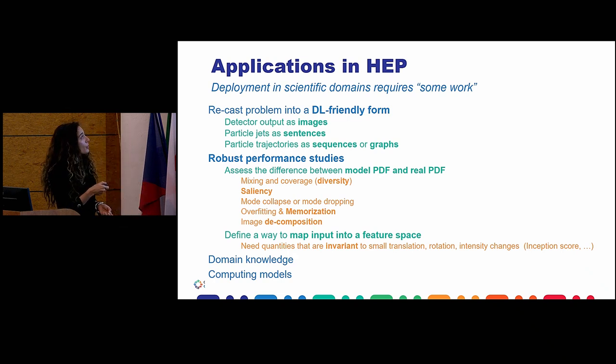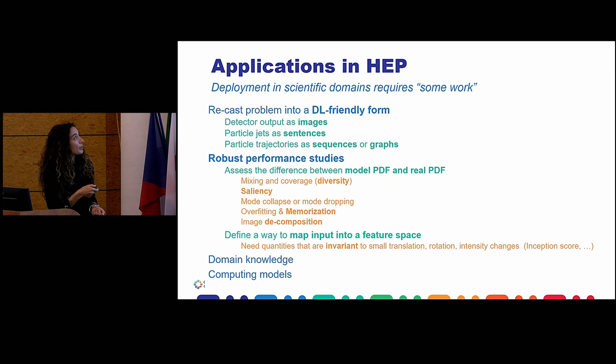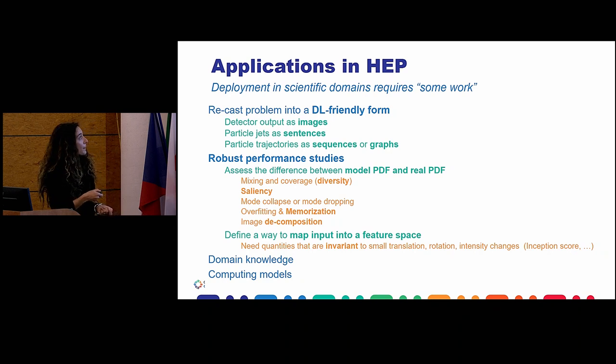If I want to describe particle jets with a recurrent neural network, I should probably try and interpret those as sentences. And same if I want to reconstruct particle trajectories in a very messy environment, maybe I should think of those as graphs, and then I can use graph neural networks. That is the first part.